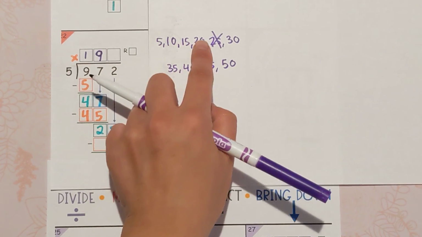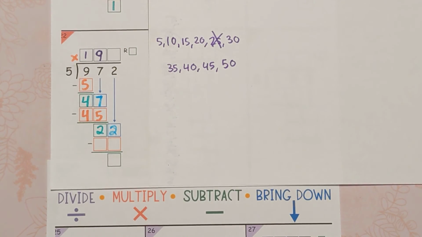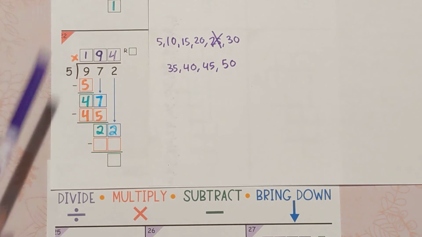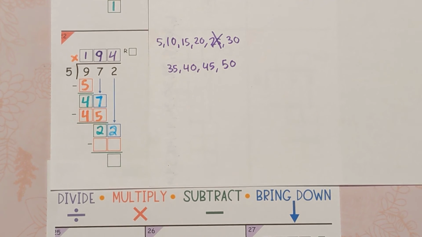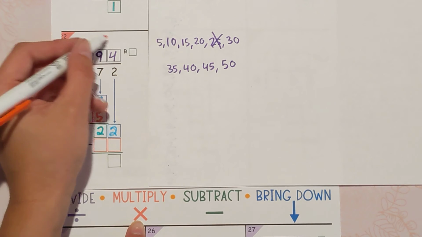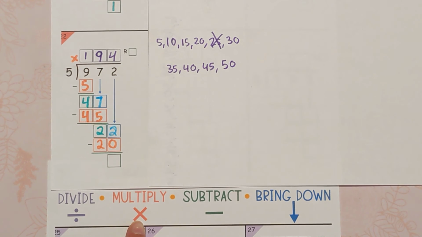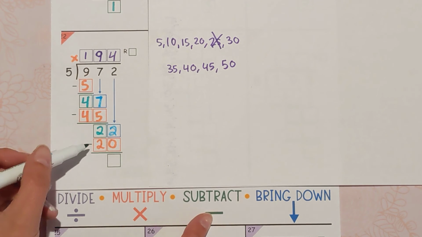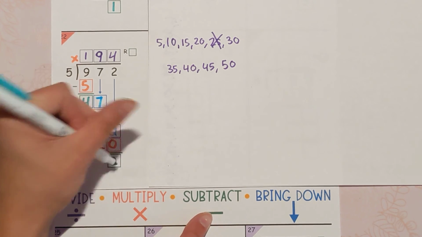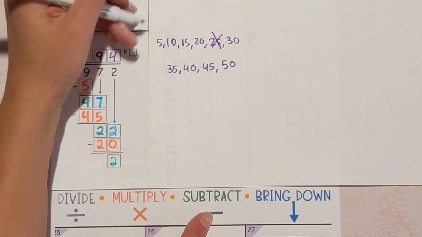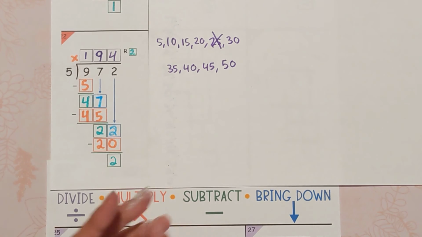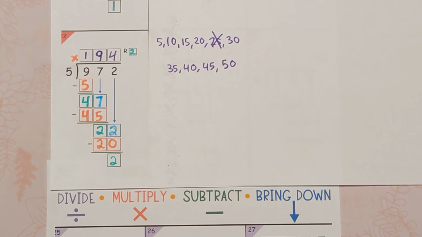1, 2, 3, 4 times. Where does the 4 go? Up top. What's your next step? 4 times 5 is 20. And what do we do next? 22 minus 20, which is 2. What do you do with that 2? Put it up top.